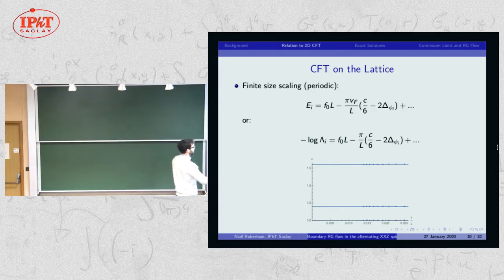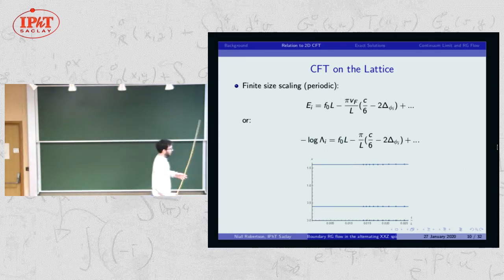So we see that we have the appearance of the central charge, and then we have the scaling dimension of some primary operator. So this construction really gives us a practical way to measure these quantities, the central charge and the scaling dimensions of the primary operators appearing, because we can just see how these energy eigenvalues scale with the system size and therefore measure what's inside the parentheses.